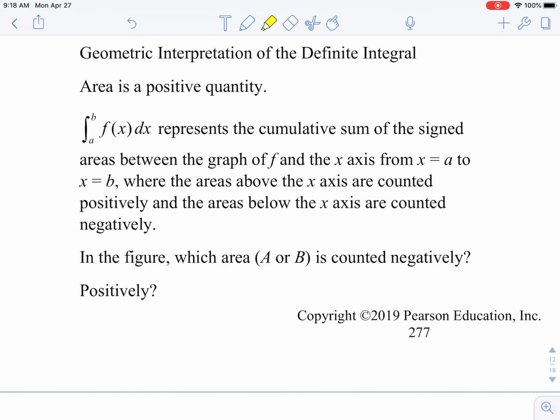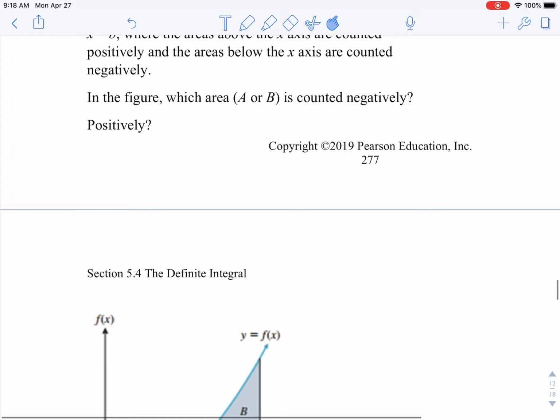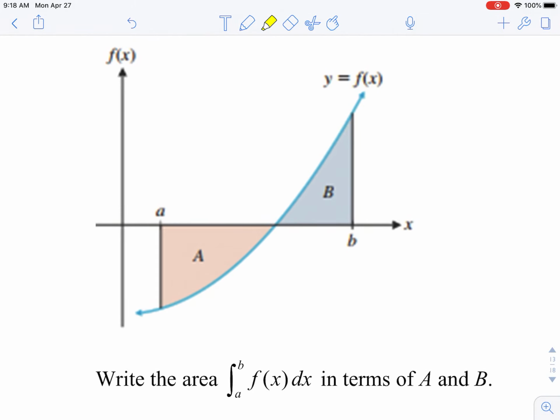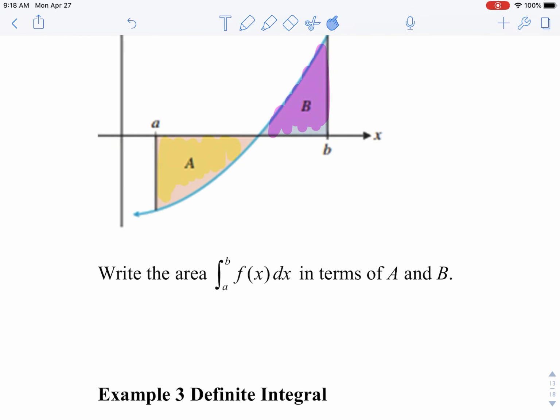What that represents is a cumulative sum of areas beneath the graph. So when we look at this function, the area A below the graph is negative, and the area B above the graph is positive, so that the area from A to B, in terms of capital A and B, would be negative A plus B.